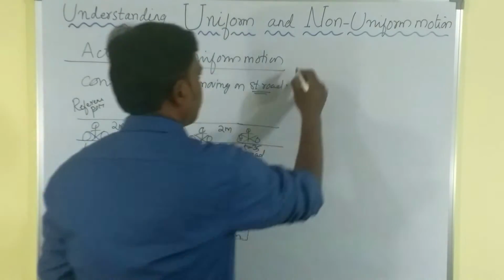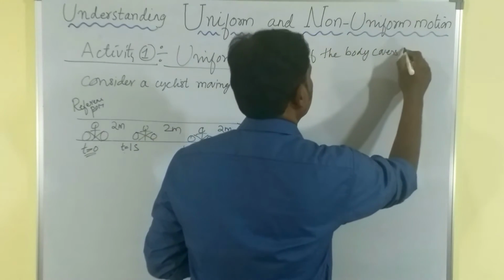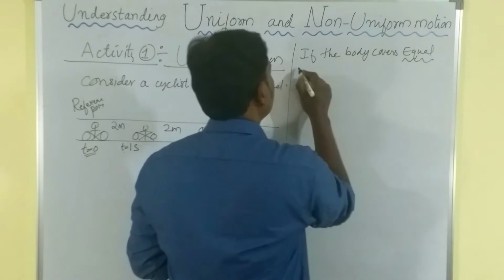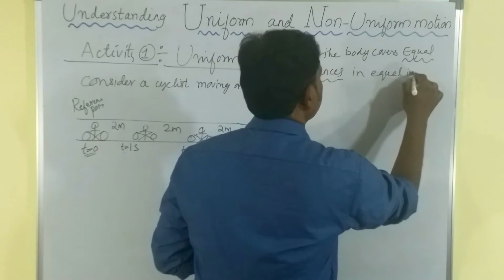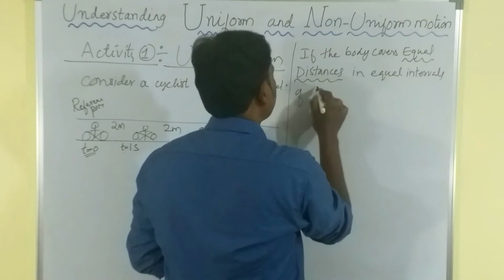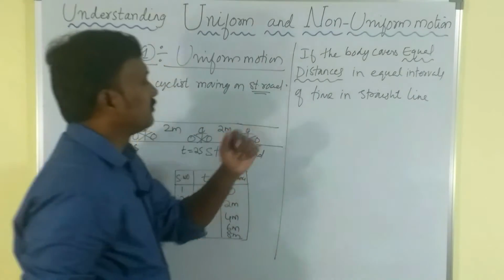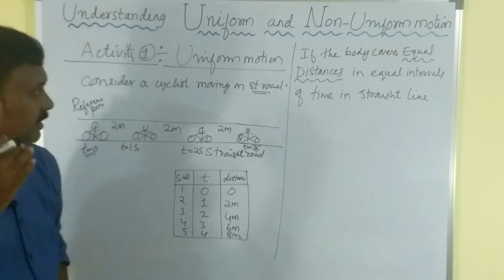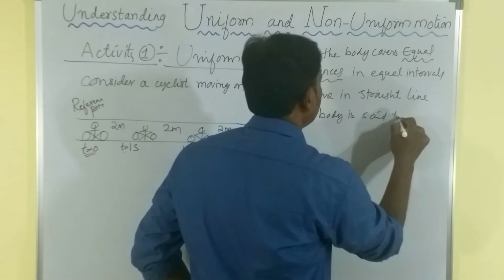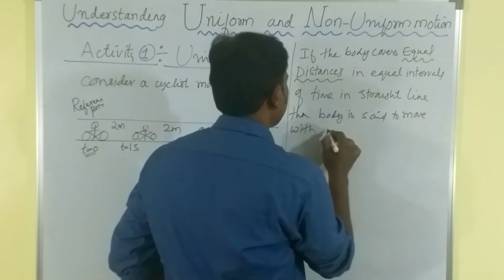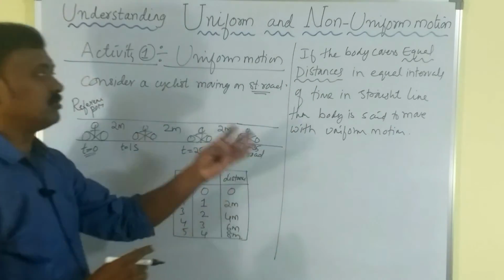Let me write. If the body covers equal distances in equal intervals of time in a straight line, then the body is said to move with uniform motion.